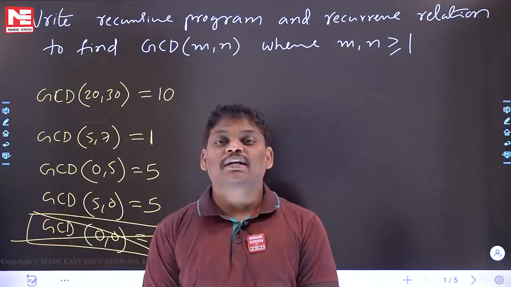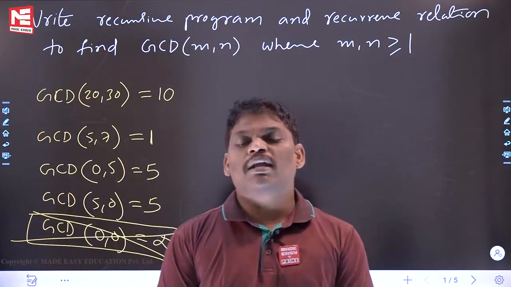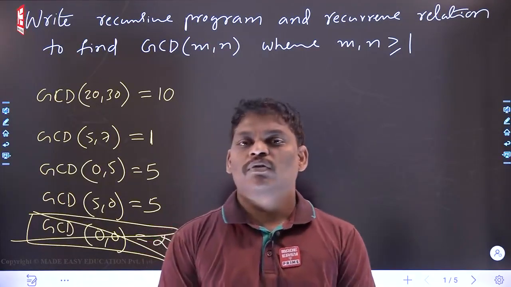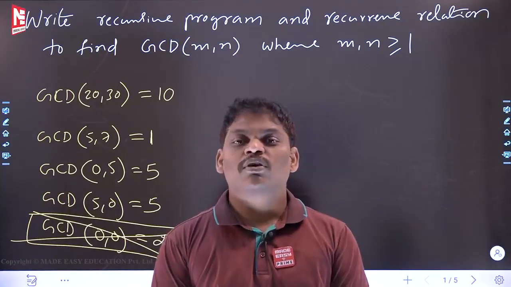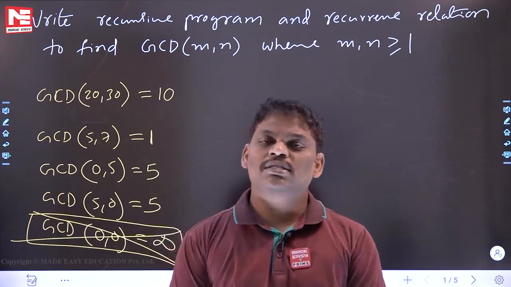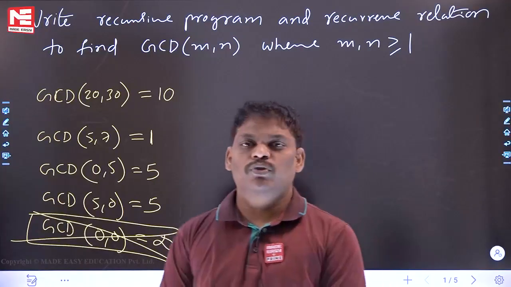Can you say what is the GCD termination? GCD of m comma n: answer is m if n is 0, answer is n if m is 0. Right? This is the GCD termination. Both 0 is not possible. You know very well.